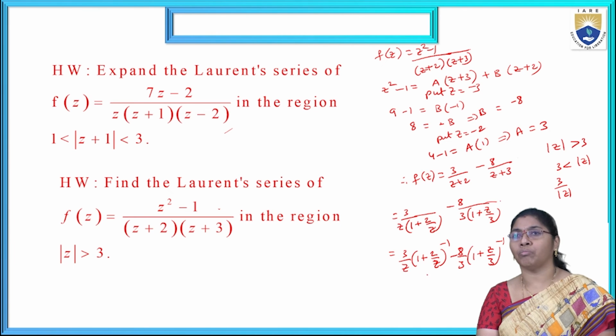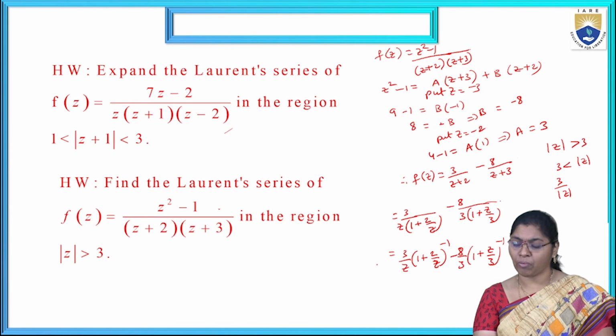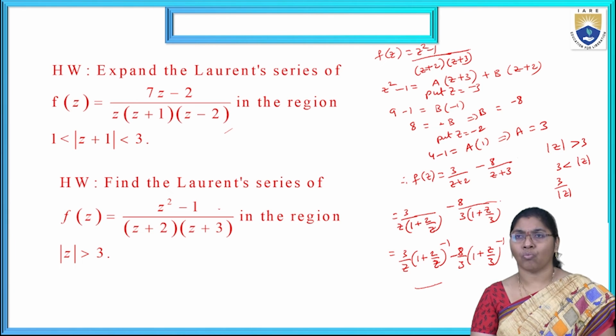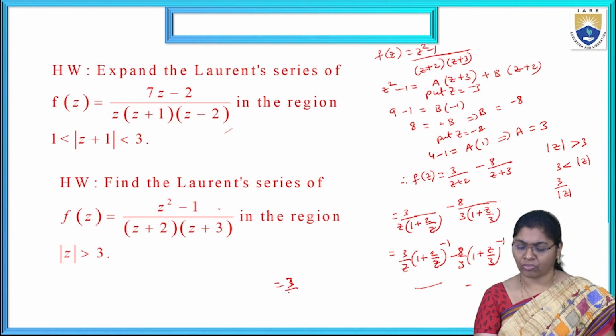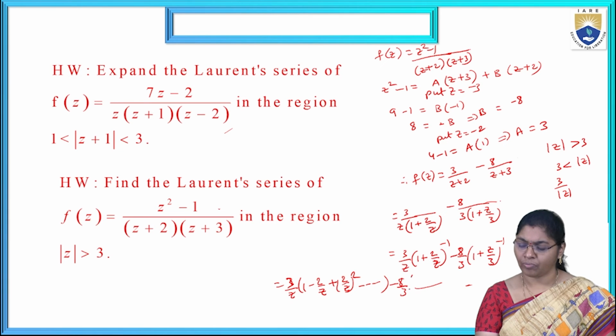Now onwards it is exactly like the first problem. The remaining is the (1+x)⁻¹ expansion: 1 minus x plus x² minus x³ and so on. Here also the same. After expansion, that is 3/z into (1 minus 2/z plus (2/z)² minus and so on) minus 8/3 into (1 minus z/3 plus (z/3)² minus and so on).